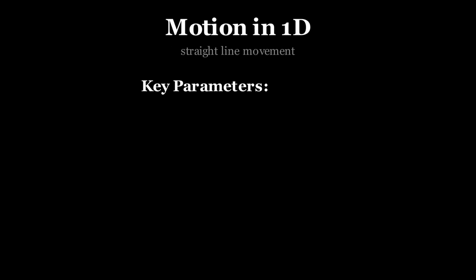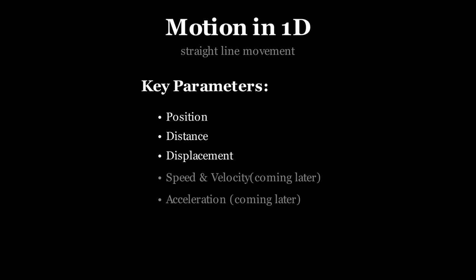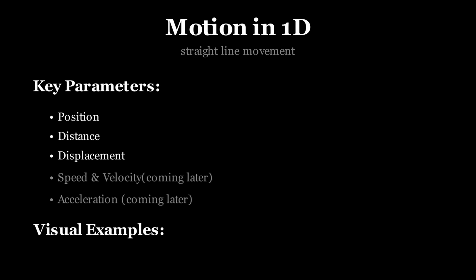Hey everyone, welcome to the start of our kinematics series. We'll begin with motion along a straight line, also called one-dimensional motion. We will try to see and understand the key parameters, because they are the ones that let us describe motion. The key parameters include position, distance, displacement, speed and velocity, and lastly, acceleration. To make it clear, we will use visual examples, and I hope you'll enjoy it.